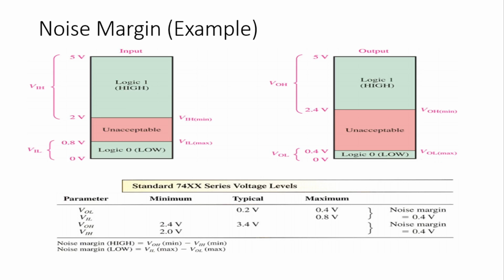Here, in the first one, the low noise margin for logic 0 ranges from 0 to 0.8 volt, and the high noise margin for the input voltage ranges from 2 volt to 5 volt. Similarly for output, if you observe, the low level output voltage ranges from 0 volt to 0.4 volt, whereas the high level output voltage ranges from 2.5 volt to 5 volt.